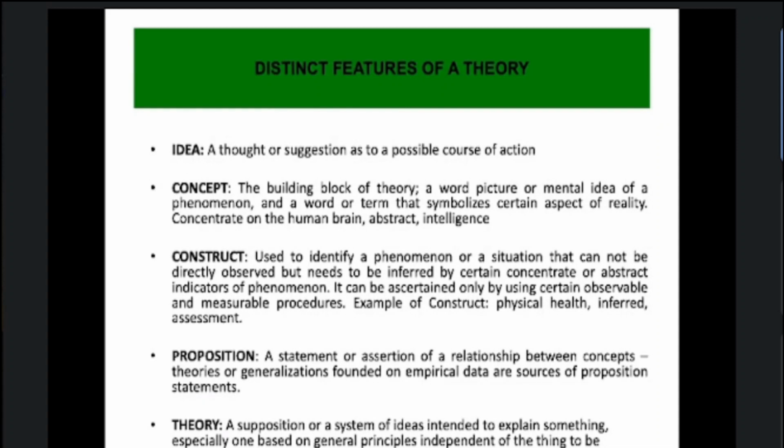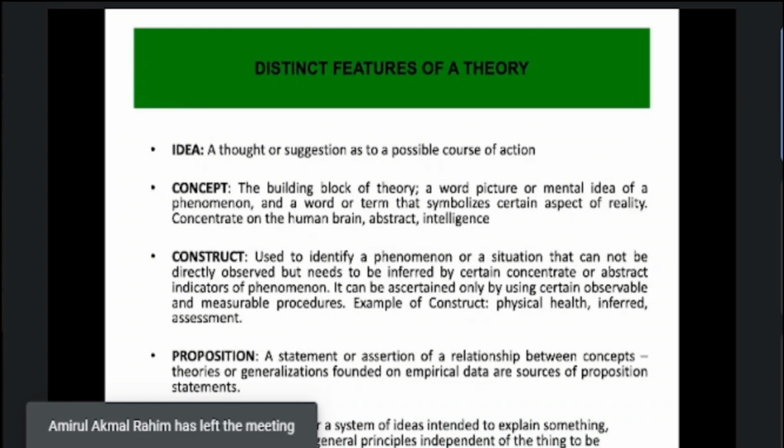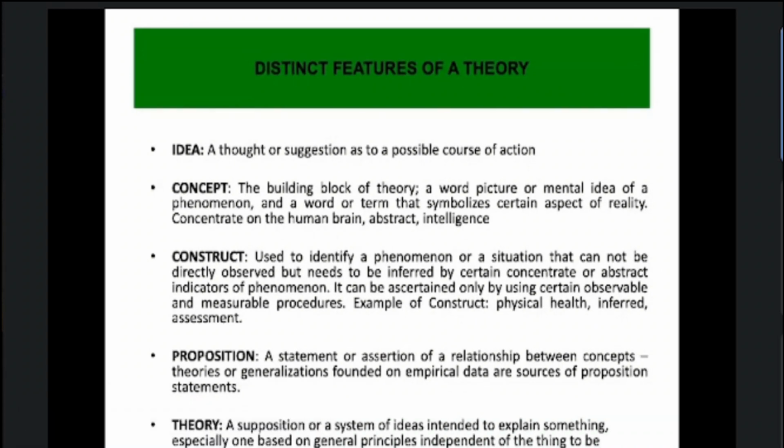So an idea is something that comes from your subconscious or conscious mind, and when you can show some kind of visualization of the mental idea, you can symbolize it and show it to people. This is what I mean. It becomes a concept. And when the concept can be somehow observable and measurable, it becomes a construct. It's very similar to variables. A construct is something which can be measured. A concept cannot be measured, but can be understood, visualized, and symbolized. But when it can be measured, then you reach the stage of construct.